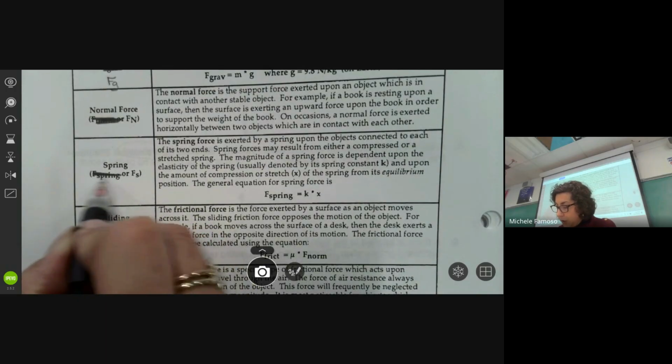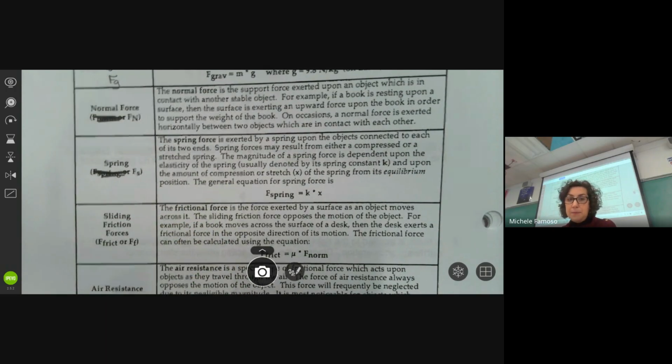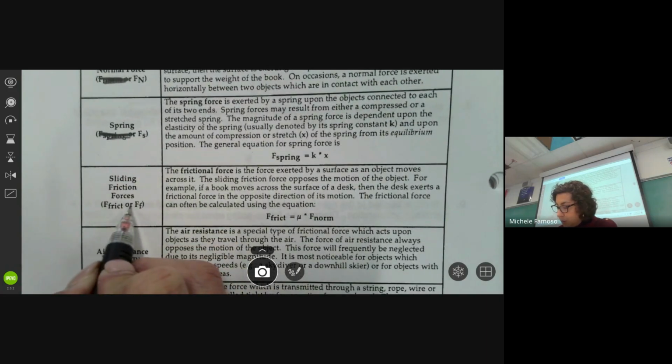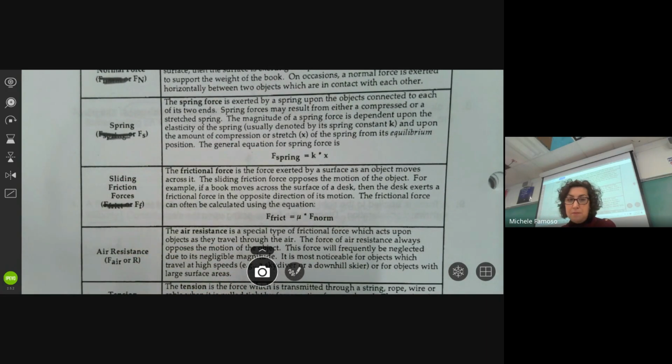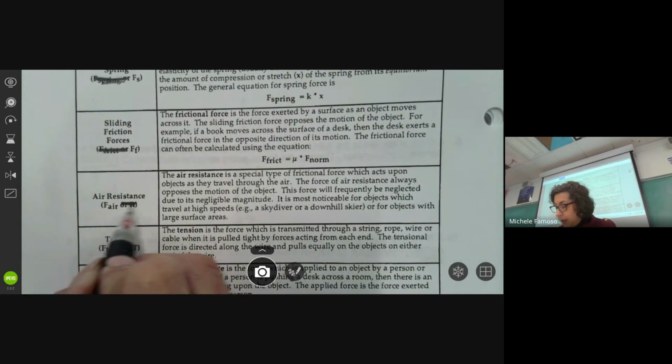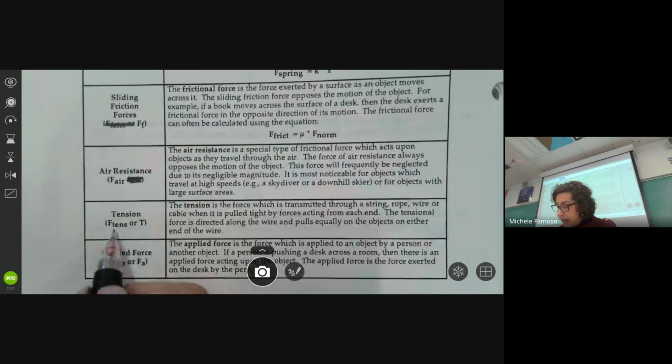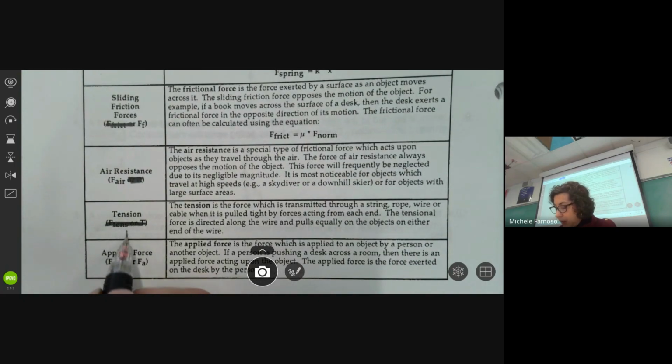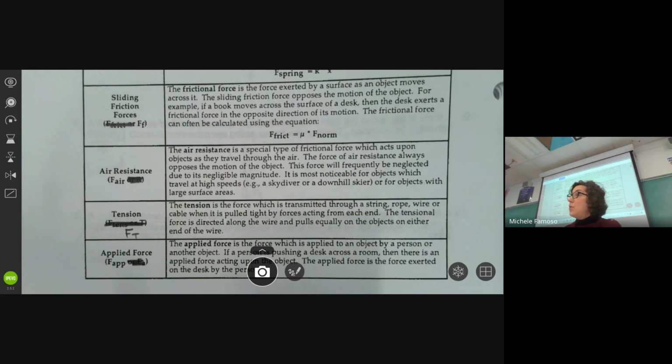Spring force will only be Fs. Sliding friction forces will only be Ff. Air resistance will only be F air. Tension is neither of those. It is Ft. And the applied force is FAPP. Okay, so you can use this page kind of as a summary guide to help you if you're having a difficult time deciding what forces exist. You can look back at page 12.